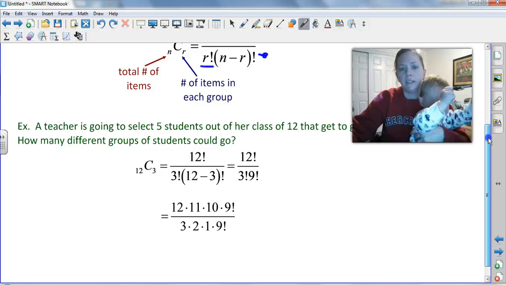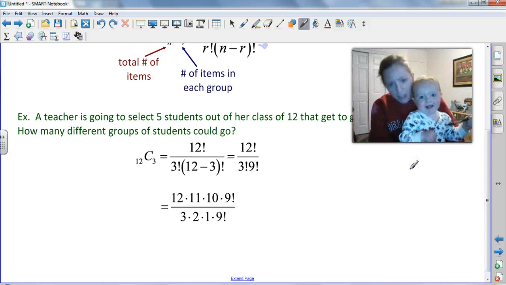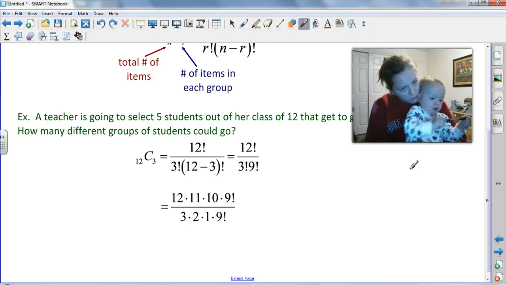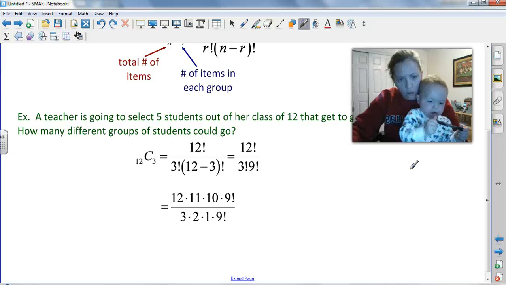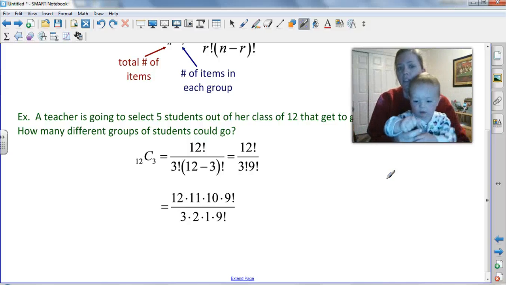So let's go over a quick example. A teacher is going to select 5 students out of her class of 12 to go on a special field trip. How many different groups of students could go? So it doesn't matter what order the students are chosen if they just get to go on the field trip, right? There's no ranking here. It's just 5 kids go.